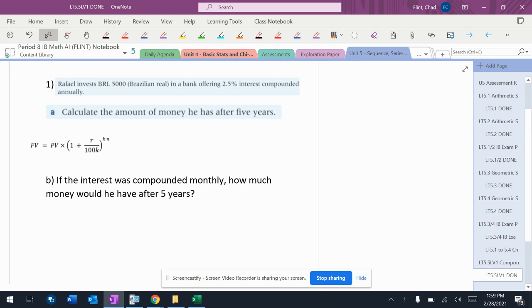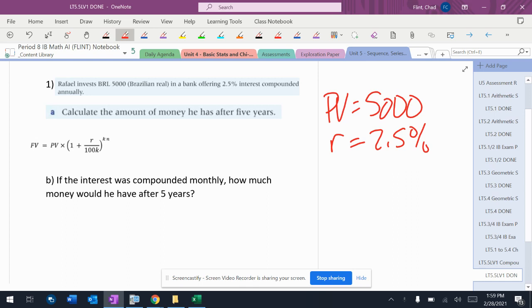So it says you're investing 5,000, and this is all dollars basically. It's just different kind of stuff. So 5,000 is the present value. So I'm going to label some stuff. I like to do this when I'm kind of organizing myself. So the present value is 5,000. It says 2.5% interest, so the rate is 2.5%. Interest compounded annually. Annually means that you get interest one time a year.